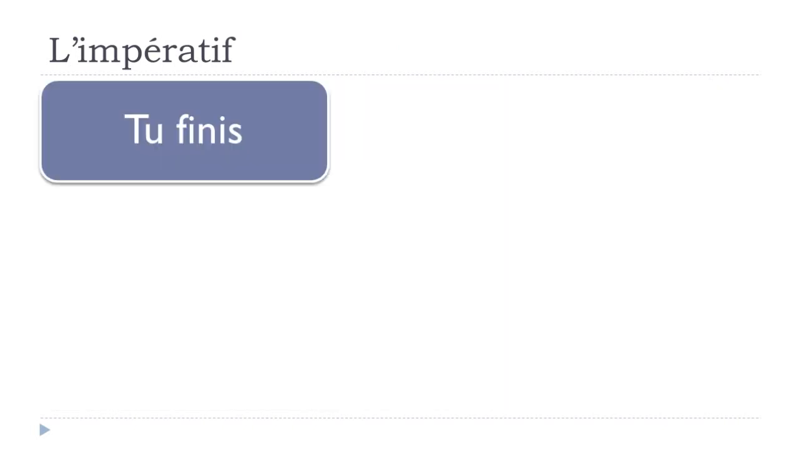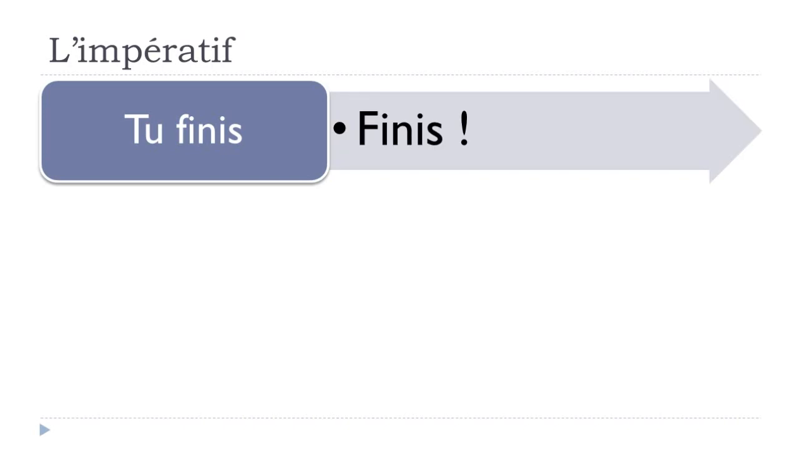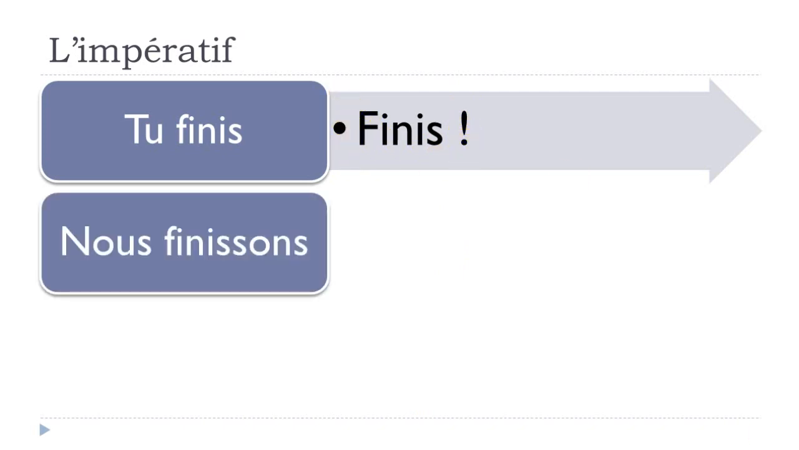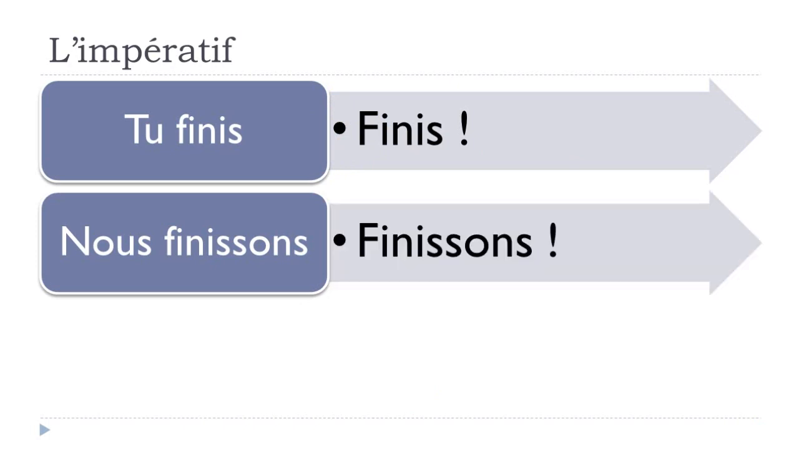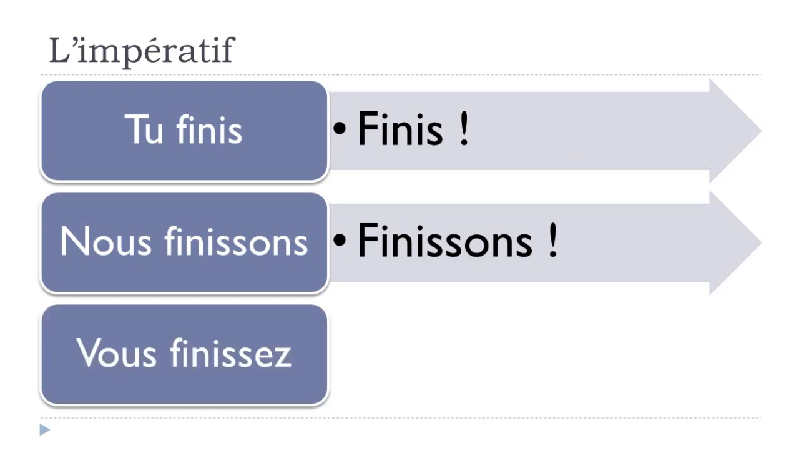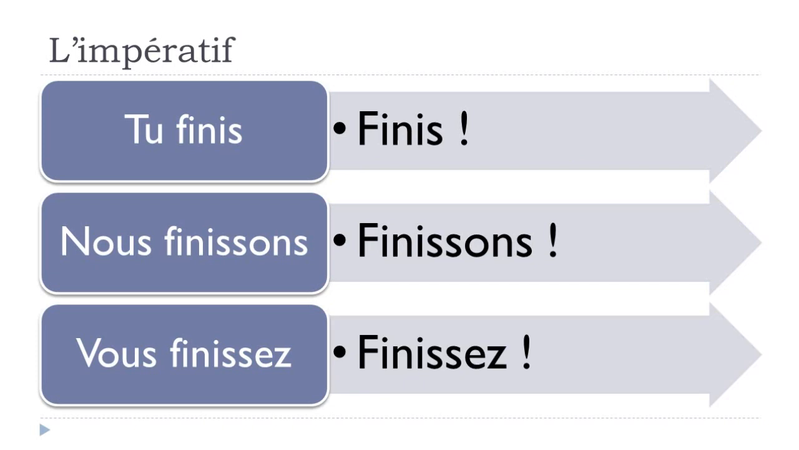So I took this finir, to end, to finish. Okay, so tu finis in the present form, and have a look, it's exactly the same form, finis. Okay, point d'exclamation, and you take away the pronom personnel. All right, then nous finissons, exactly the same form, finissons, don't forget the point d'exclamation at the end, and you take away this nous. Vous finissez, and you will get finissez.